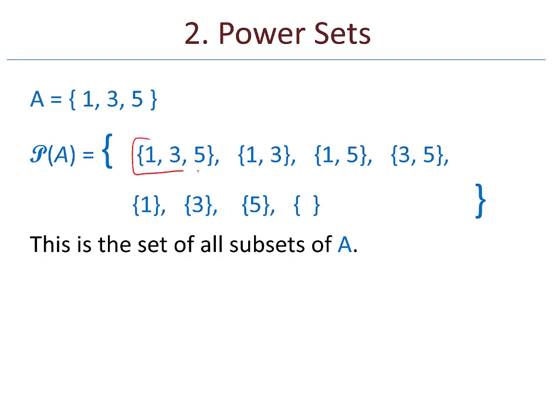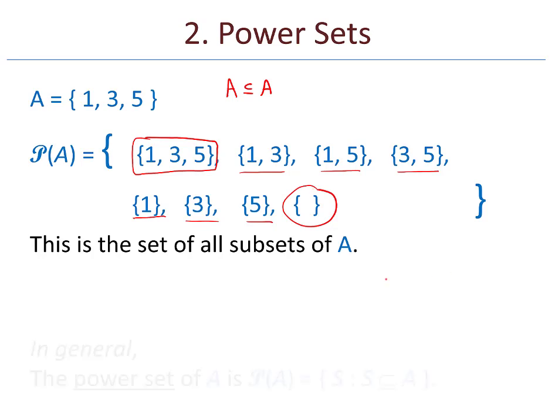Notice a couple things. First of all, the entire set A is in there. So A is a subset of itself. This is a true statement: A is a subset of A. So this whole set, 1, 3, 5, is one of those elements. And then we have all the proper subsets. And then we also have the empty set, because the empty set is a subset of every set. So in fact we end up with 8 subsets in there. So the power set of A has 8 elements.